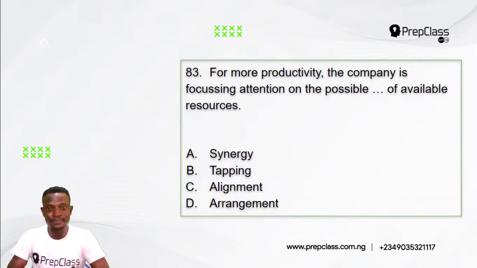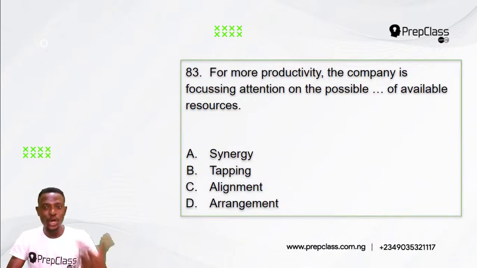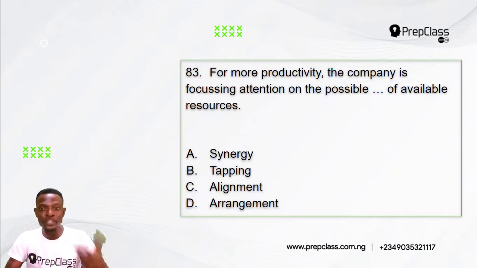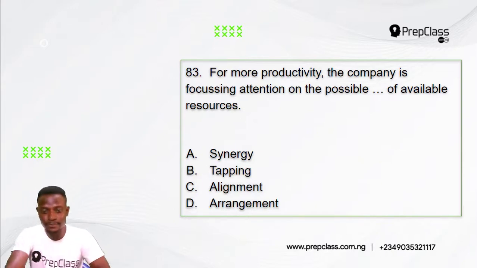Alright, question 83. For more productivity, the company is focusing attention on the possible dash of available resources. A. The company is focusing attention on the possible synergy of available resources. B. The company is focusing attention on the possible tapping of available resources. C. The company is focusing attention on the possible alignment of available resources. D. The company is focusing attention on the possible arrangement of available resources.